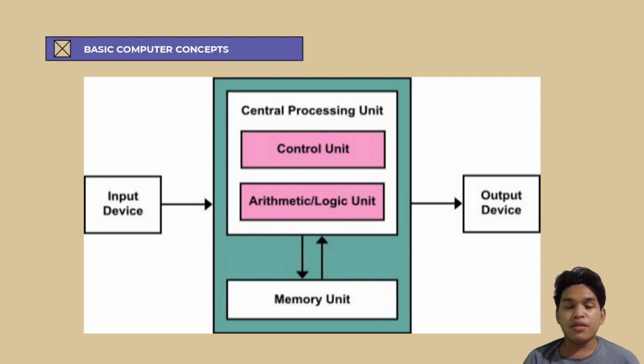And putting it all together, this is how it all works. You give an input like typing or clicking. The input goes to the CPU. The control unit decides what to do, and the ALU processes it with the help of the memory. The result is sent to the output device so you can see or hear it. It's like a cycle from input, to process, and into the output. It happens super fast every time we use a computer.